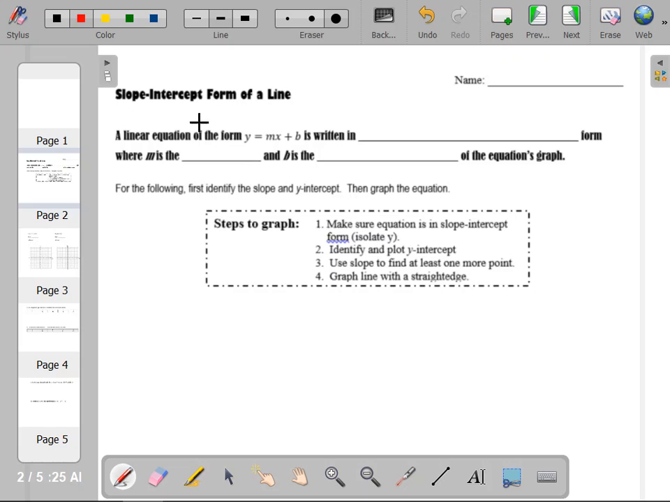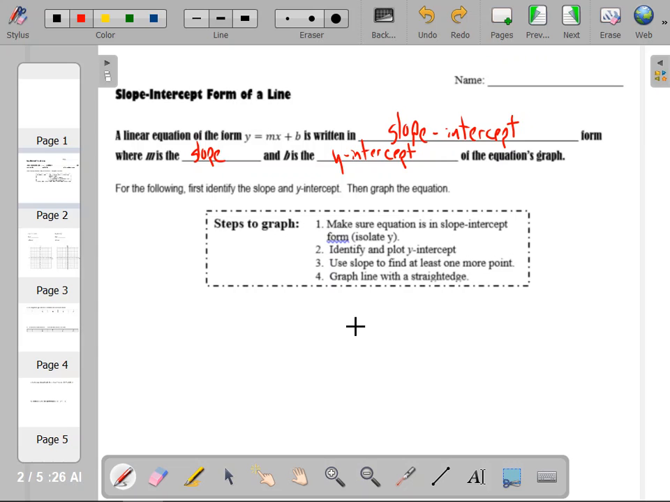It says a linear equation of the form y equals mx plus b is written in slope-intercept form. Now, mathematicians are not particularly fancy when they name things. We call this slope-intercept form because m is the slope and b is the y-intercept. So it's called slope-intercept form because it tells you two things, a slope and an intercept, specifically the y-intercept.